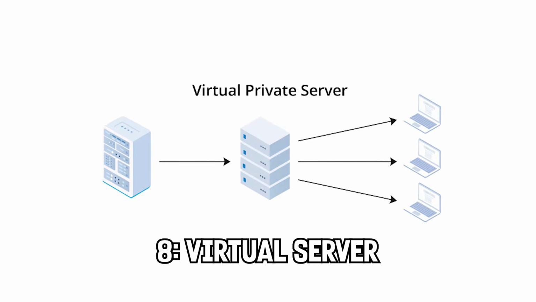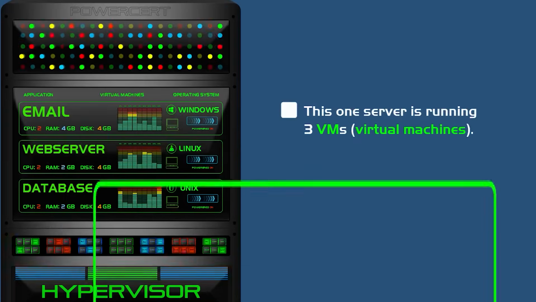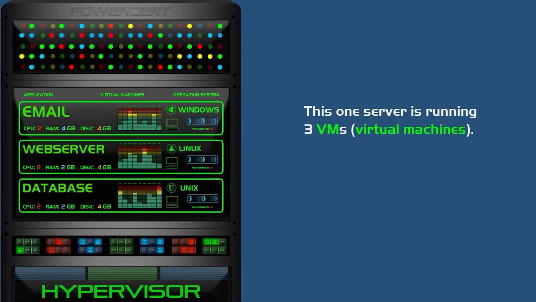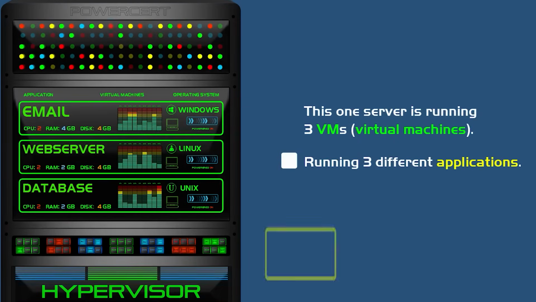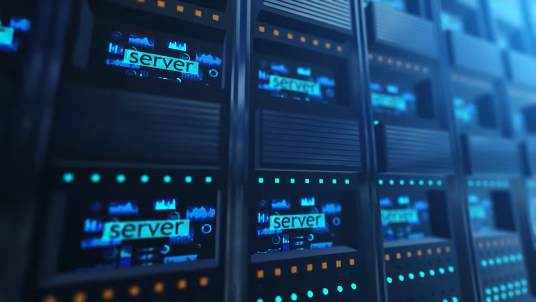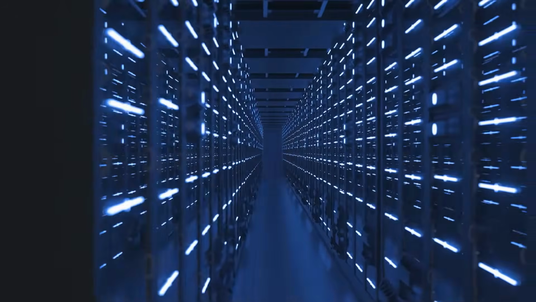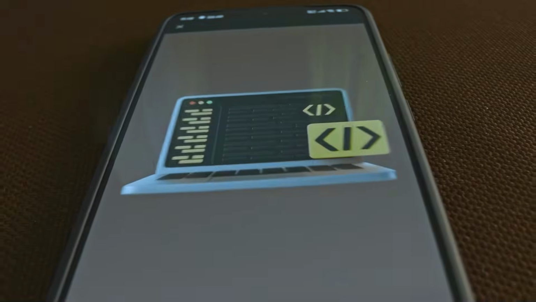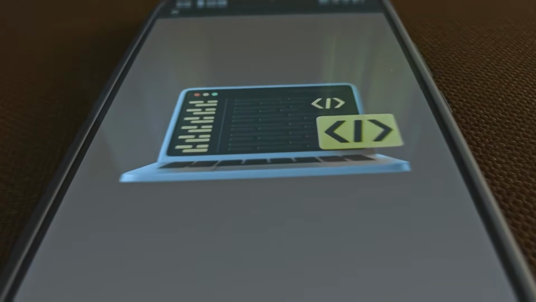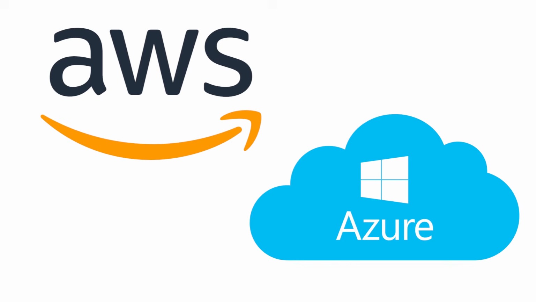8. Virtual Server. A virtual server isn't a physical machine, it's a digital slice of one. Thanks to virtualization technology, one powerful server can be divided into multiple smaller servers, each acting like its own independent system. This allows data centers to run dozens or even hundreds of virtual servers on a single physical machine. It's like taking one house and turning it into an apartment building. Each unit has its own key, its own rules, and its own tenants. Virtual servers are cost-effective, scalable, and flexible, which is why cloud computing companies like AWS and Azure use them extensively.